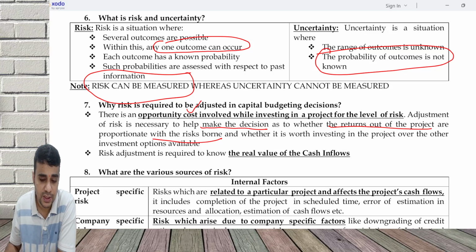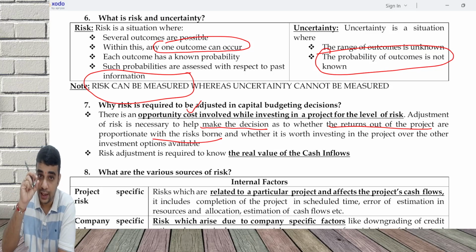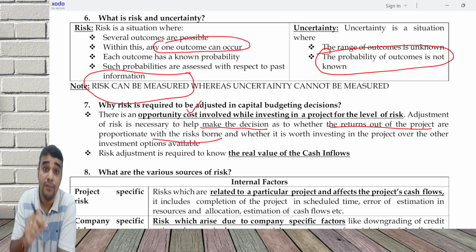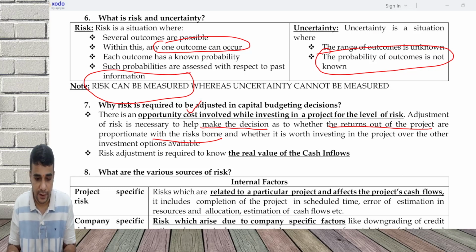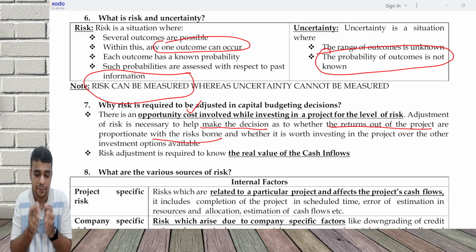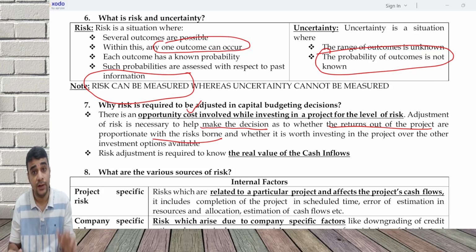Risk adjustment will give me the real value of the cash inflow. One of the techniques of risk adjustment which you would have learnt is the risk adjusted discount rate, where we are saying you cannot use the same discount rate for different projects. The discount rate for project 1 is going to be different vis-a-vis the discount rate for project 2. The reason for different discount rates is we believe the risks are different. When risks are different, obviously you will have to use a different discount rate.